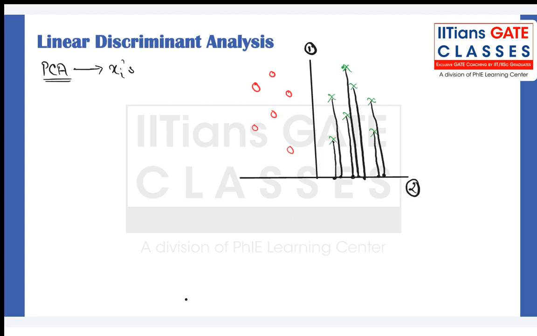When they fall on this line, and if you model that using naive Bayes, your probability distribution is something like this, let's say.